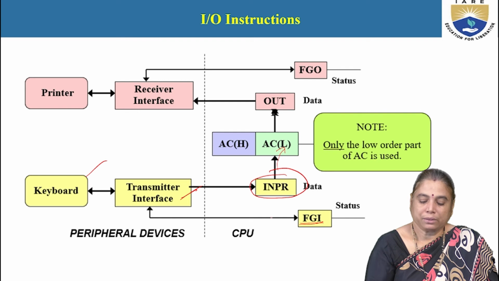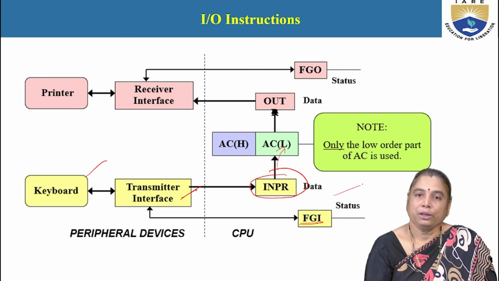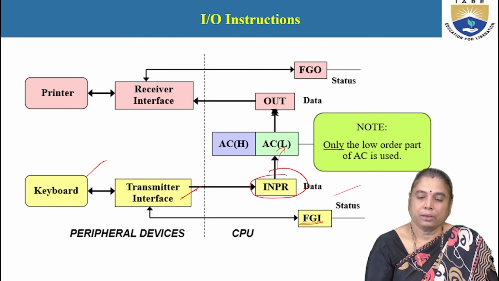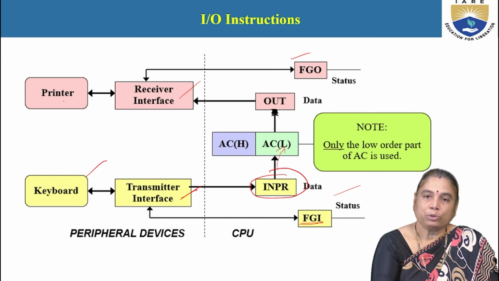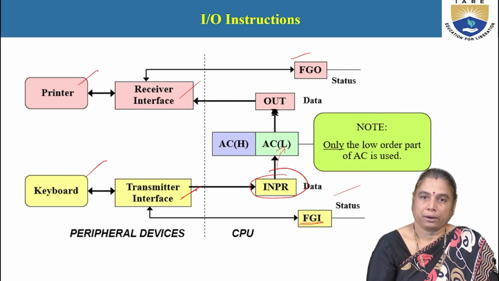These operations can be performed during the input. How the output operations can be performed is by taking the character from the accumulator lower order bits to the output register OUT, and from this the receiver interface can receive the characters and it can check the flag value of FGO and can send to the output peripheral device.